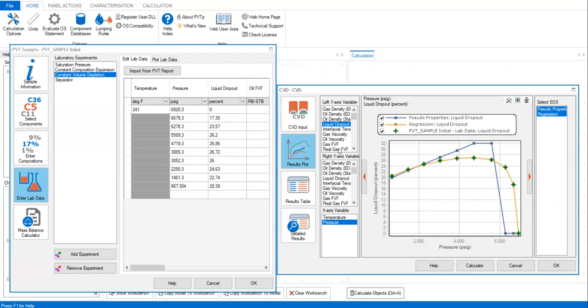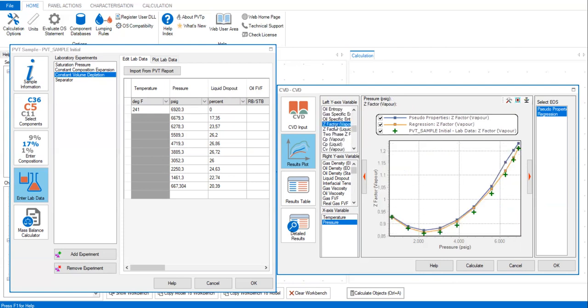And of course, lastly, let's check the Z factor. There you go. Very, very good. We can reproduce the trend and we can closely match the Z factor in vapor phase for the CVD. All right, that's it.